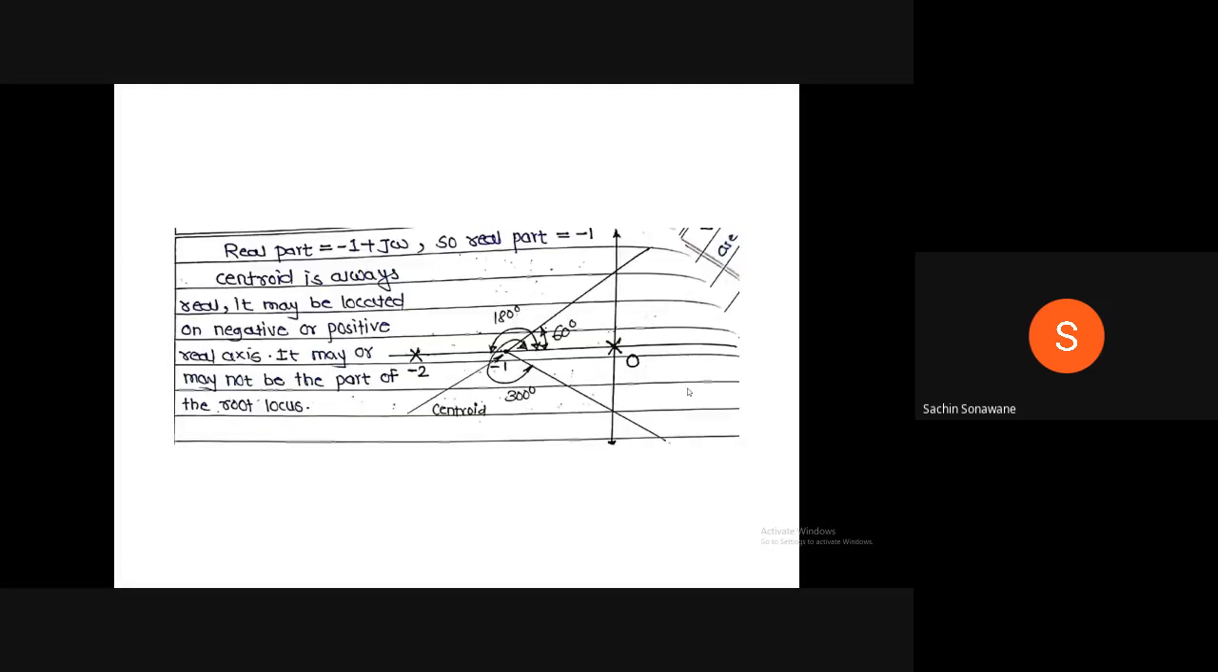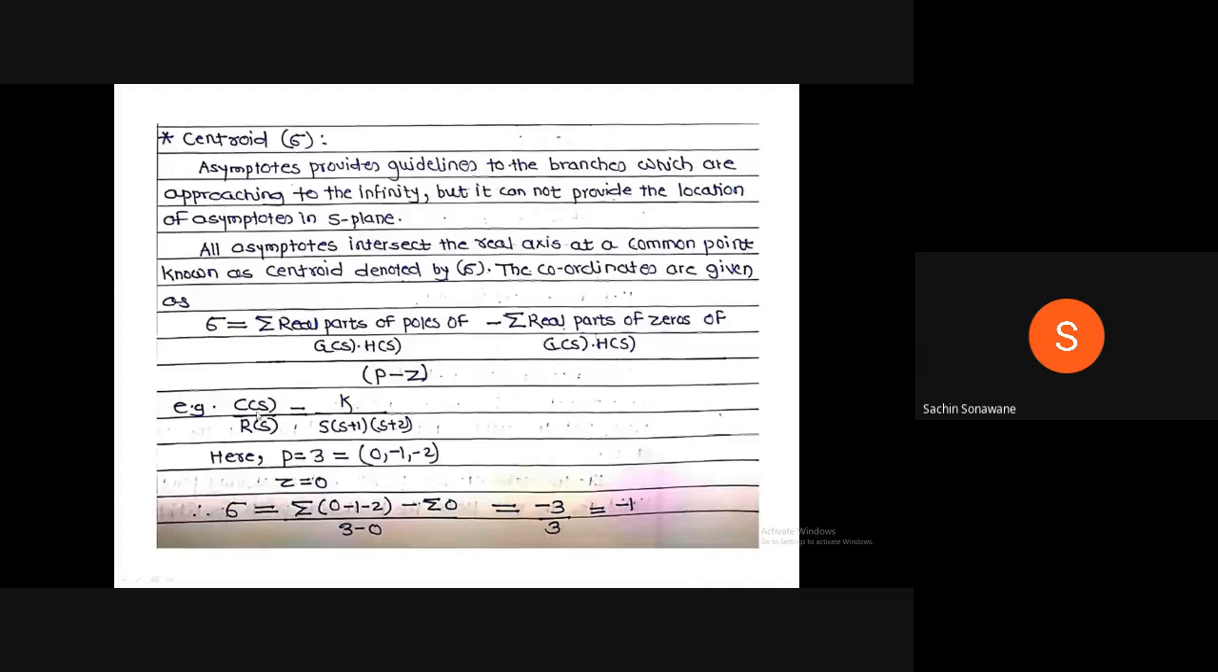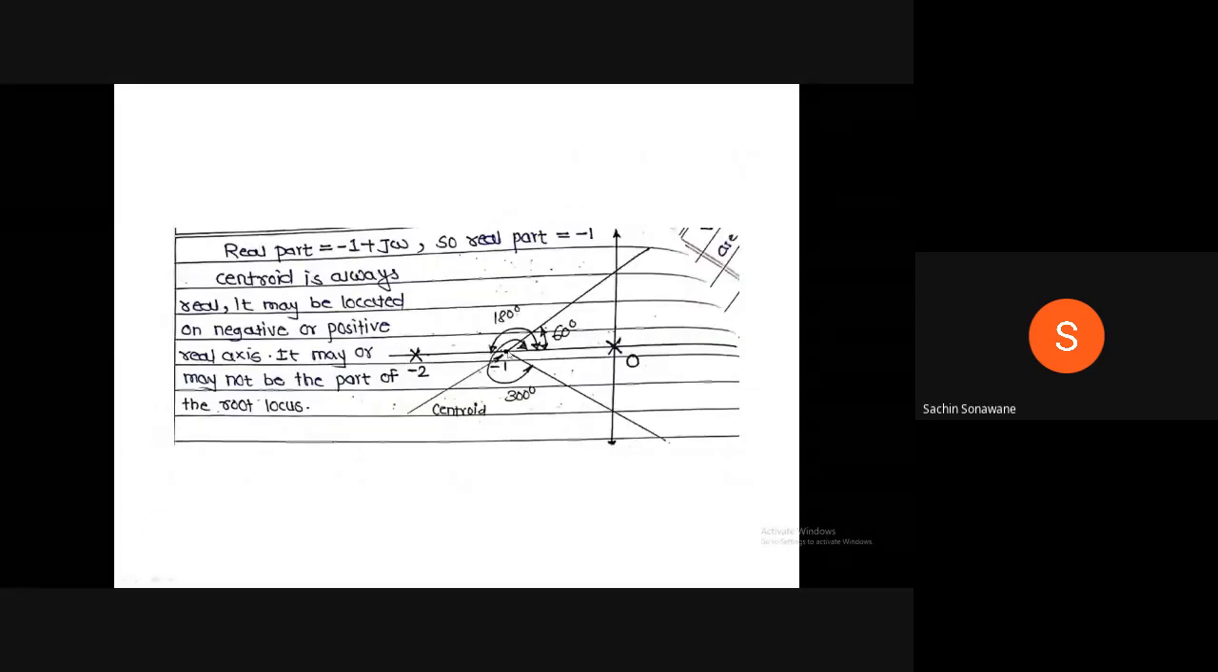Now see how these angles are located. Our centroid is minus 1, therefore we have located minus 1, and from this point we have to draw the angle of asymptotes. Three angles of asymptotes are there: 60 degrees, 180 degrees, and 300 degrees. Therefore always remember the centroid is required to draw the angle of asymptotes.